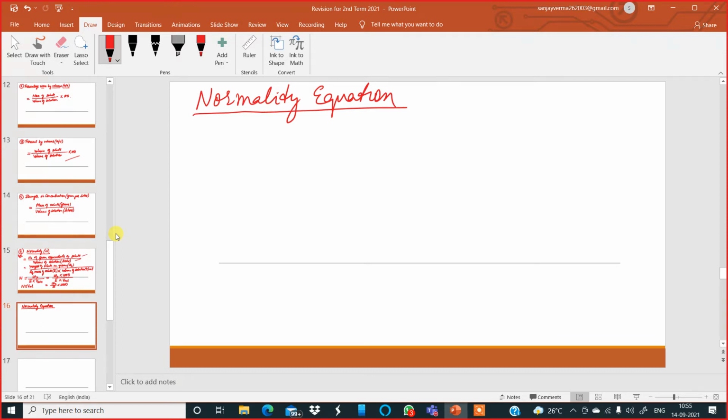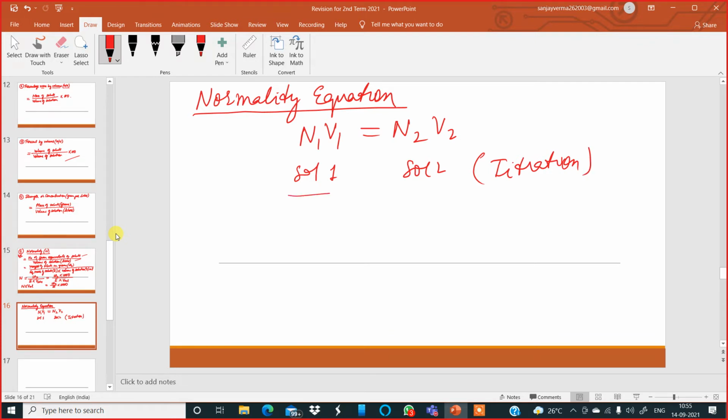So the normality equation goes like this: N1 V1 is equal to N2 V2. If there are two solutions, solution 1 and solution 2, which are reacting in a titration reaction, so that an end point comes after some time, then if you know the normality of the first solution, the volume of the first solution, and the volume of the second solution, then you can easily calculate the normality of the second reacting solution. So remember this important formula.